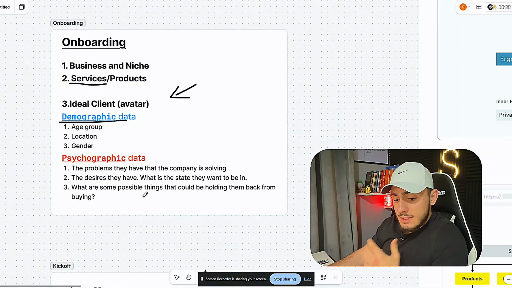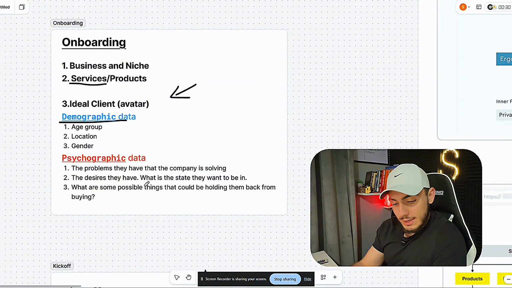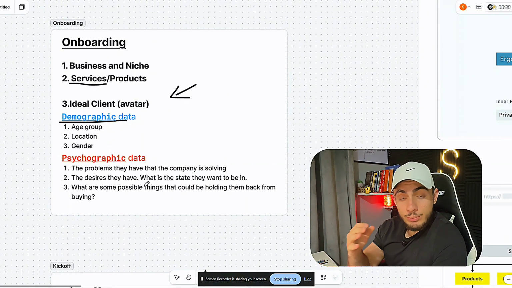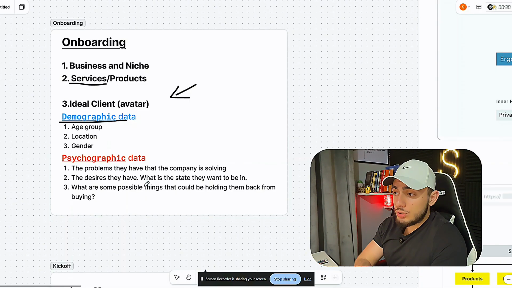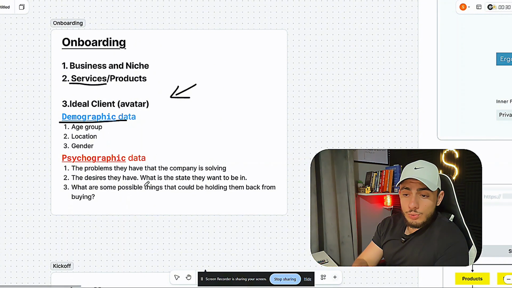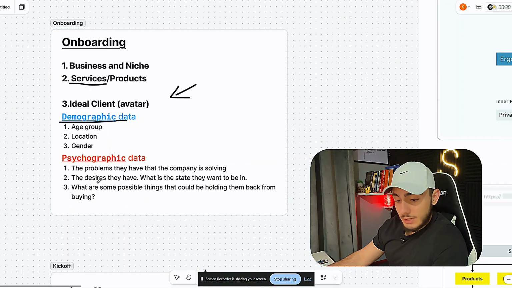And then also, you want to understand what are some of the possible things that might be holding them back from buying. So these could be doubts about the product, or maybe they've had a prior bad experience with the same service or product, in which case you want to make sure that in your website you showcase that your client is not like the others. And there are different ways to do that, but that's a topic for another video. Right now, let's go to the kickoff.